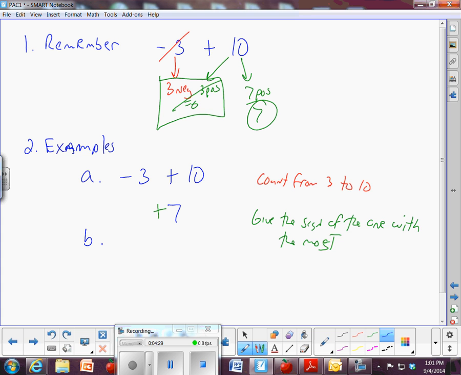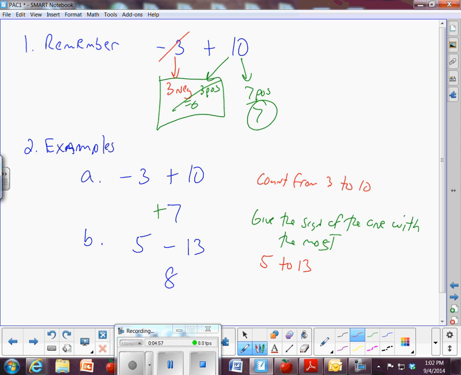How about this one? How about 5 minus 13? Okay, be careful now. That's 5 positives and 13 negatives. So on this one, we're going to count from 5 to 13. Start at 5 and count to 13. 6, 7, 8, 9, 10, 11, 12, 13. That was 8.